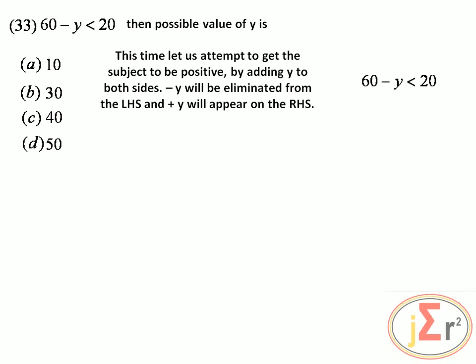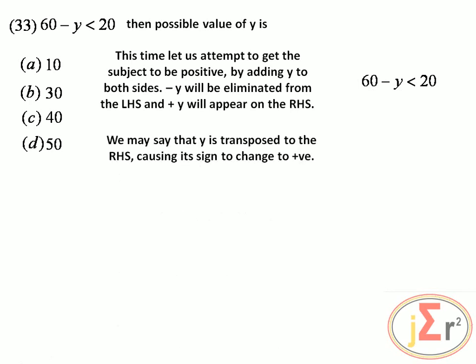If we add y on this side, we will have a negative y plus y is equal to 0, and the y will be eliminated from this side, and then we will have 20 plus y on the right hand side. So we may say also that y is transposed to the right hand side, causing its sign to be changed to a positive sign. So there we have it.